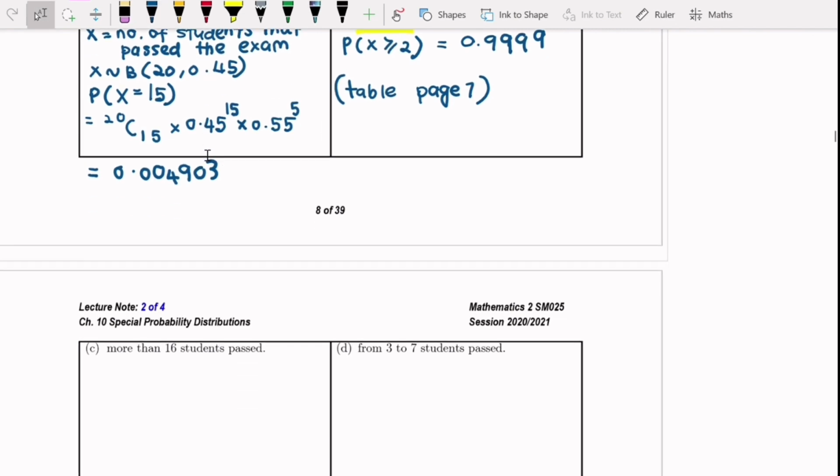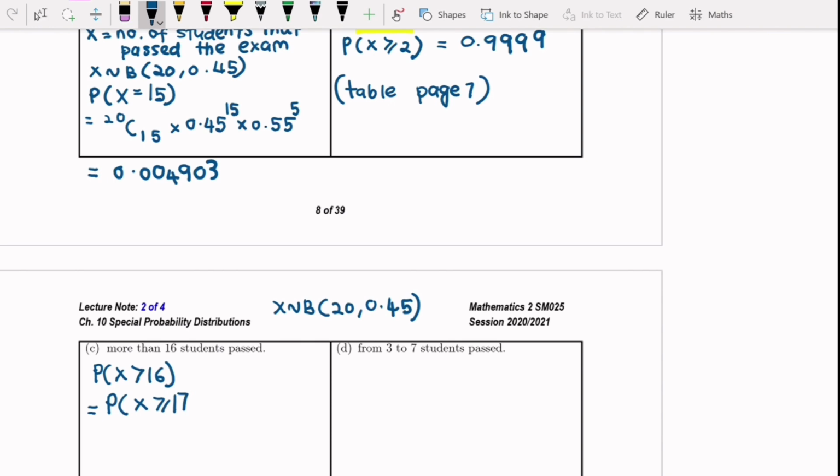Okay, next question C. Find the probability more than 16 students pass. We still have x with binomial distribution, n equals 20 and p equals 0.45. So we need to find probability of x more than 16. To use the binomial table, we need to change the more than sign to a greater than or equal sign. So x greater than 16 means 16 is not included, so we start from 17. So x greater than or equal to 17.